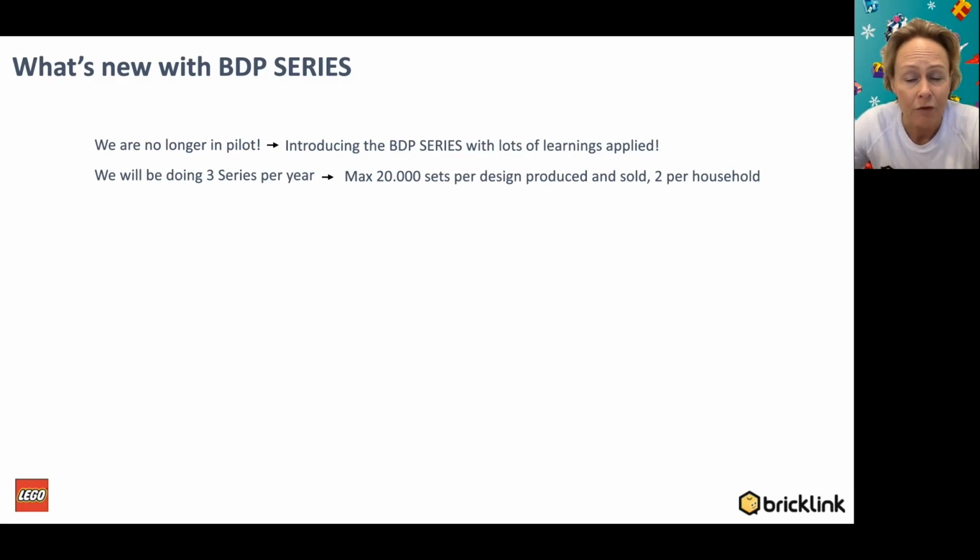We're doing a maximum of 20,000 sets produced per design that make it through crowdfunding, and that's a change from 10,000 to 20,000. We have also decided to do 2 sets per household. As you might remember, those of you who followed us for rounds 1, 2, and 3, we started out with 5, and we changed it to 1. We decided to go with 2 because that way you can buy one that you want to keep and one to build as well. This was a request we had from the community after taking it down to 1.